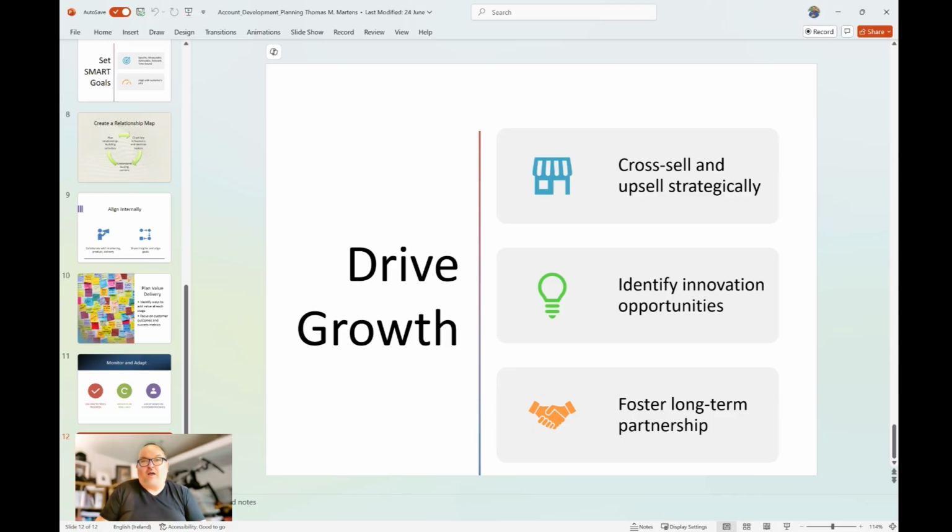Foster long-term partnerships. Customers do not want complexity. They want it easy. They want one point of contact they can reach out to, and that's you. So when you have a good relationship and the customer sees this person is supporting me and I can go to them and they are helping me, they will always come to you and they will buy.